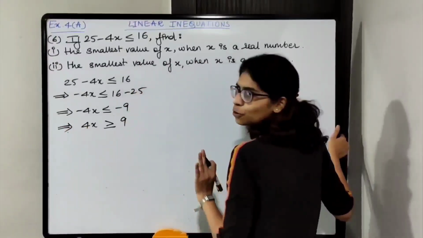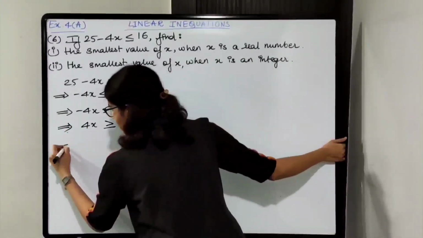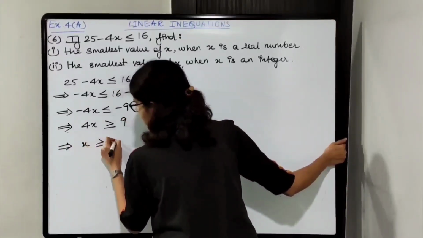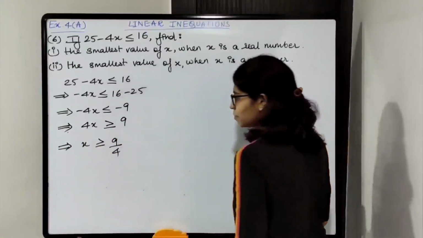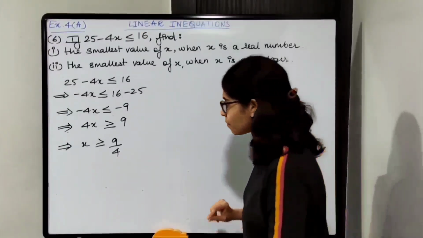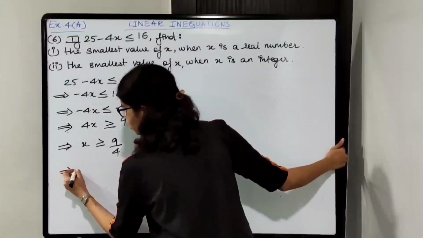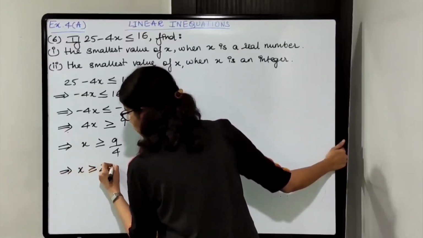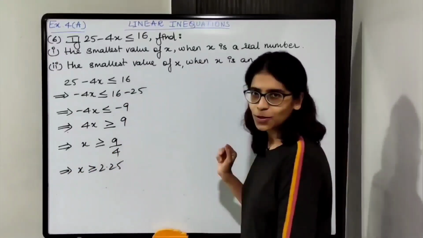Now shift 4 on the other side. Okay. So 9 by 4, we are getting a fraction. Let us find out the decimal value. 9 divided by 4 is 2.25.